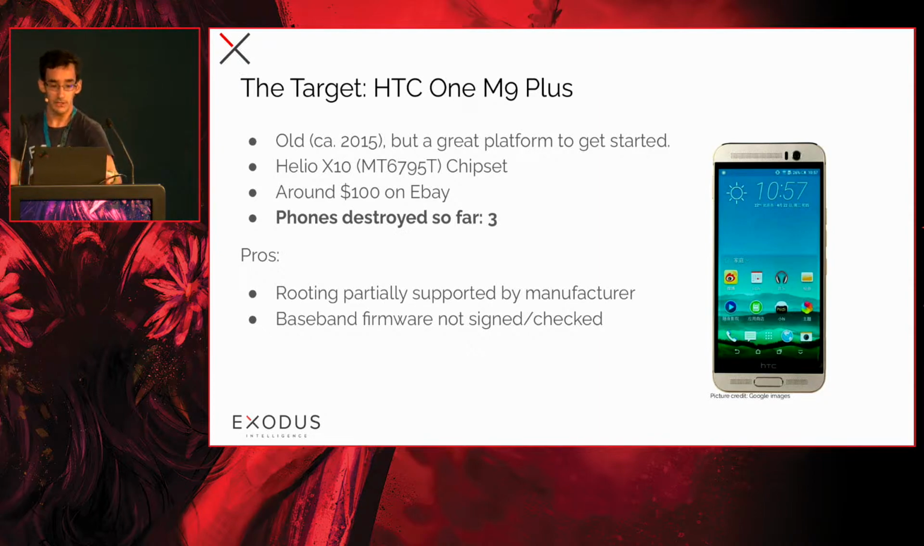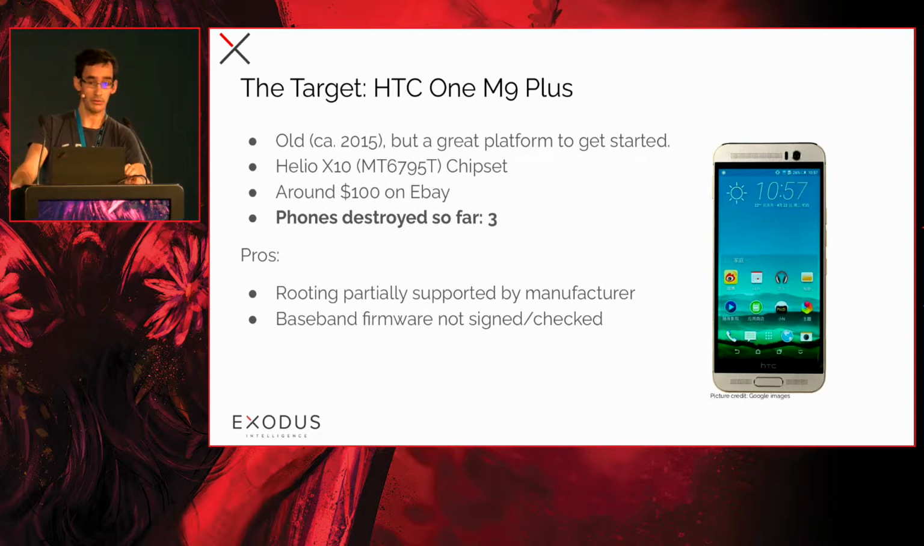I'm going to be targeting the HTC-1 M9+ today. It is a pretty old baseband. It's from 2015, but it's actually very great. It's a really good platform to get started. These go for around $100 on eBay, and so far I've destroyed 3 of them in my tests.